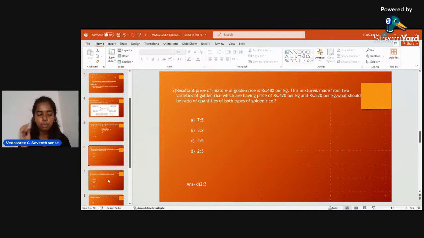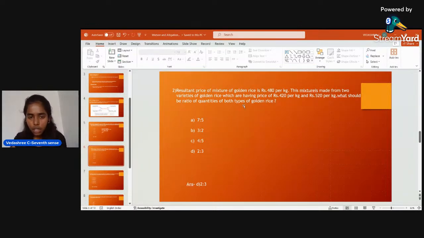So the second problem. The resultant price of a mixture of golden rice is rupees 480 per kg. This mixture is made from two varieties of golden rice which are priced at 420 per kg and 520 per kg. What should be the ratio of quantities of both types of golden rice? So here we need to calculate the ratio of quantities of both types of golden rice.